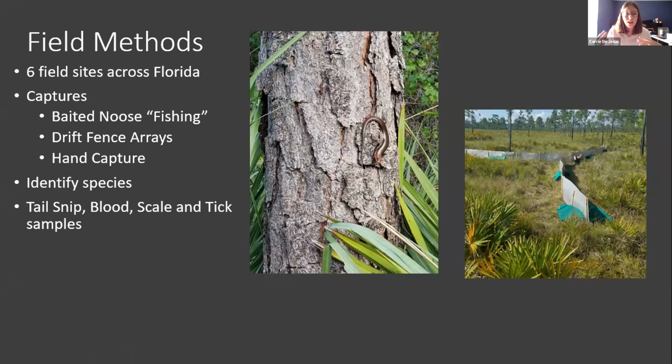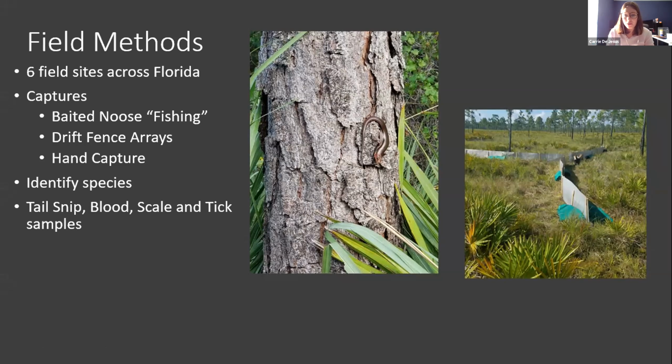So with our museum data, knowing what species we could target in the field to collect ticks to test them for the bacteria, we went to 6 field sites across the entire state of Florida. So 2 northern Florida field sites, 2 central Florida field sites, which included Archibald Biological Station, and then 2 South Florida field sites.